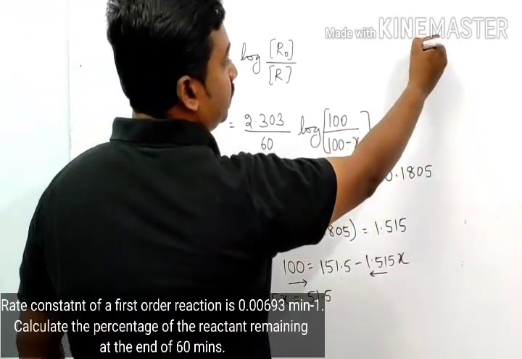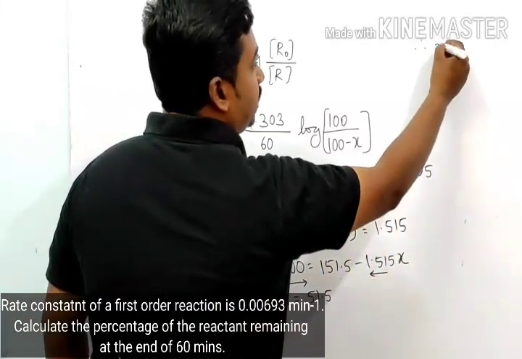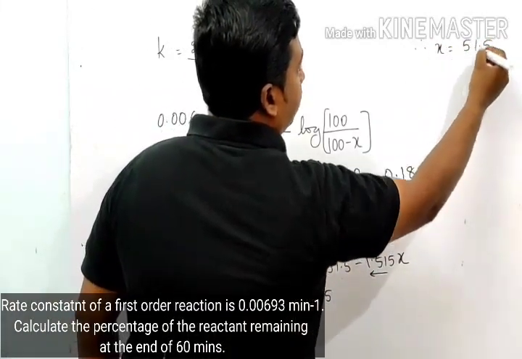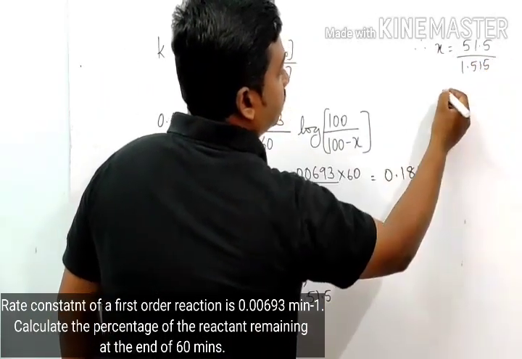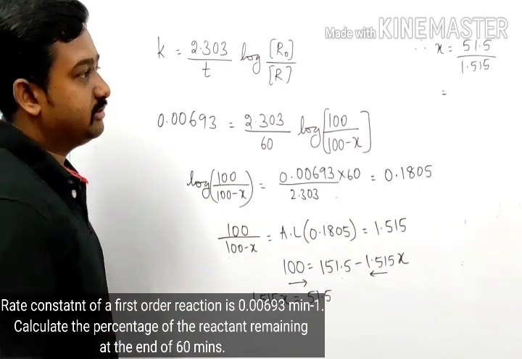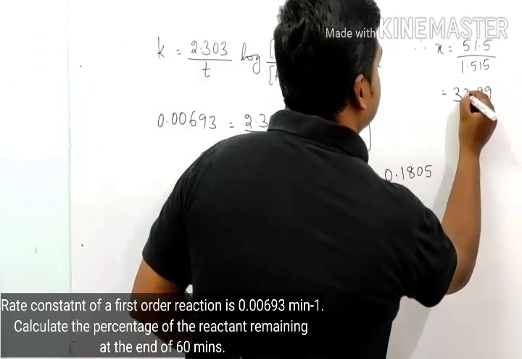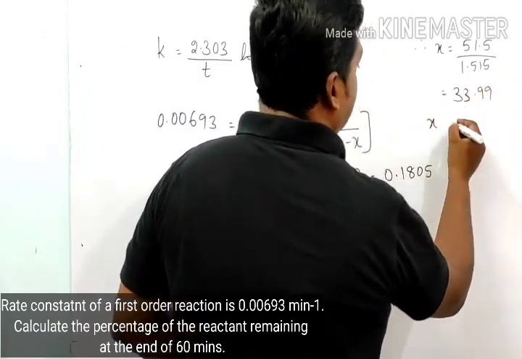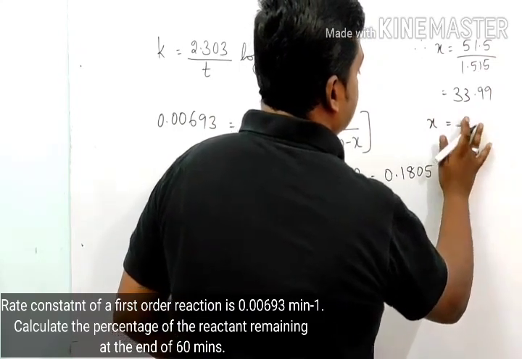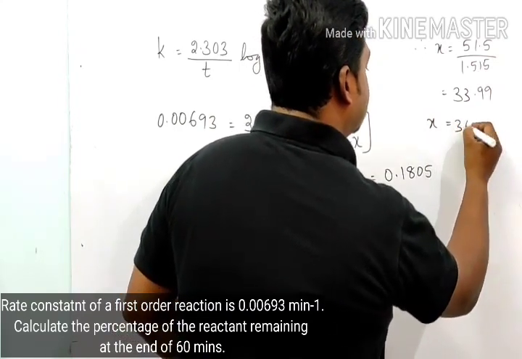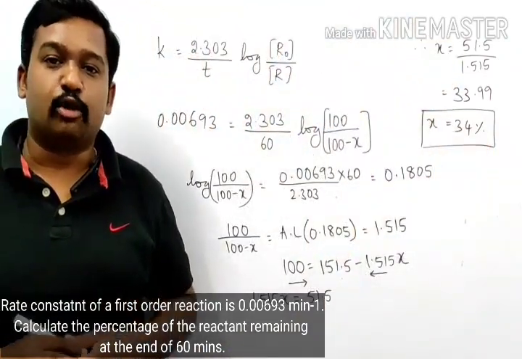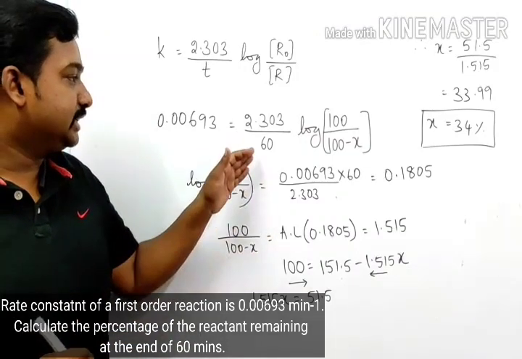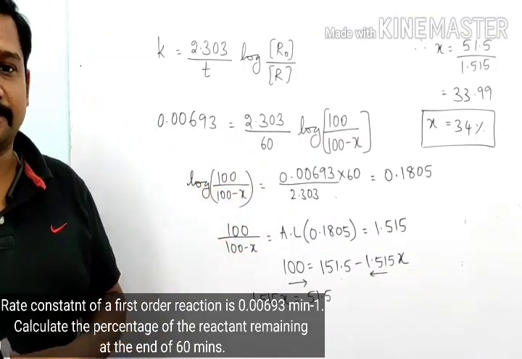Therefore, my X value is 51.5 by 1.515. When you do this division, you will get the answer. This is 33.99, and therefore I can say this is 34% completed. 34% of the reaction is completed in 60 minutes. This is the answer. Let's solve one more question.